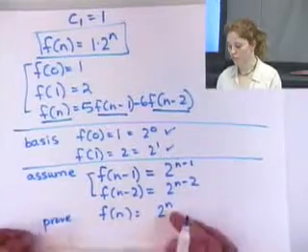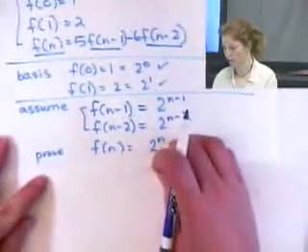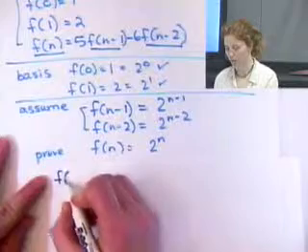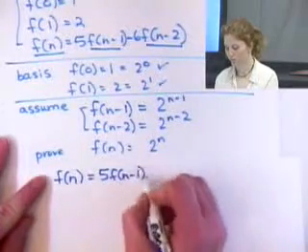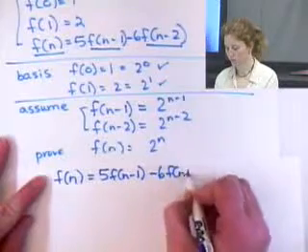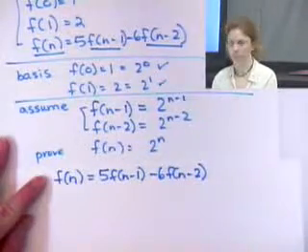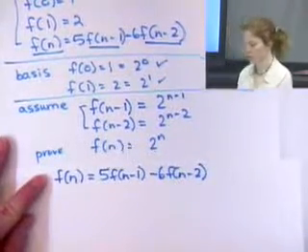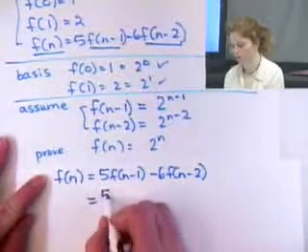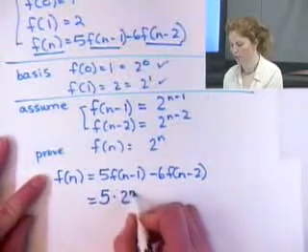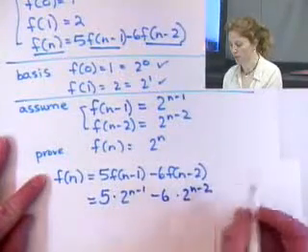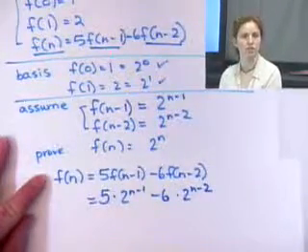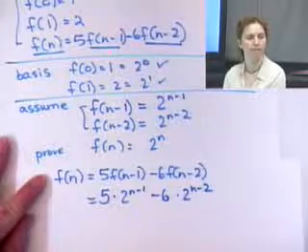Okay, so we said that the first step was to write for f of n, we were going to use the recursive definition. So I just write that down. My next step was to do substitution. So it's 5 times 2 to the n minus 1 minus 6 times 2 to the n minus 2. My goal is to get that it's equal to 2 to the n.